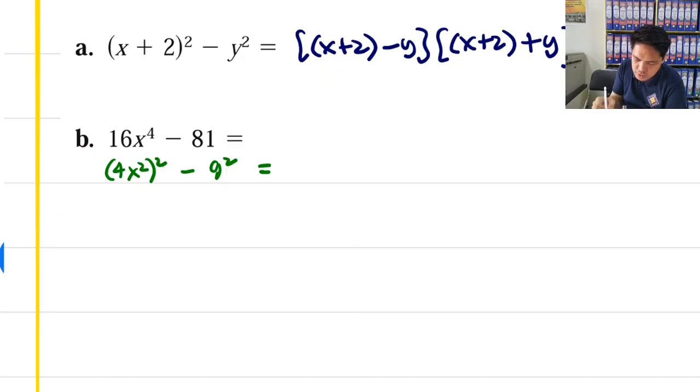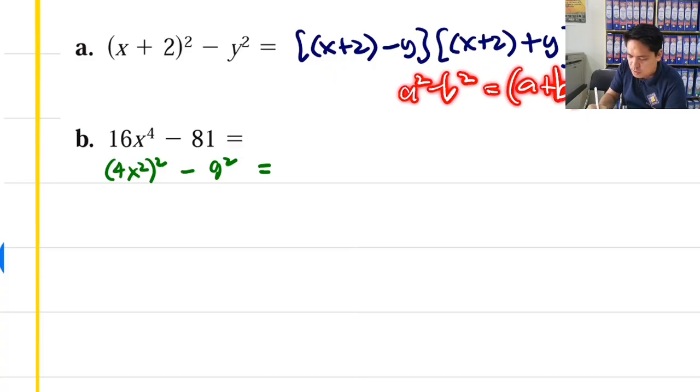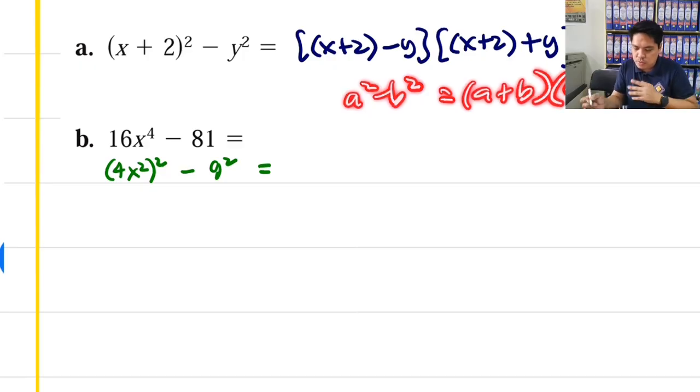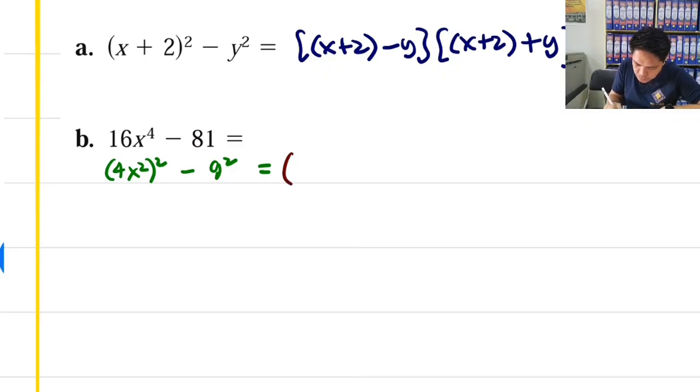So, again, since we have the form a squared minus b squared equal to a plus b times a minus b, it can be interchanged, so a squared minus b squared is equal to a plus b and a minus b. Doesn't matter if they are interchanged. Therefore, we could factor this out as 4x squared minus 9 times 4x squared plus 9. Parentheses for both. So it is that easy.